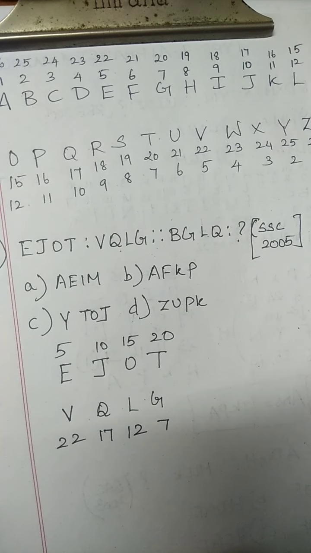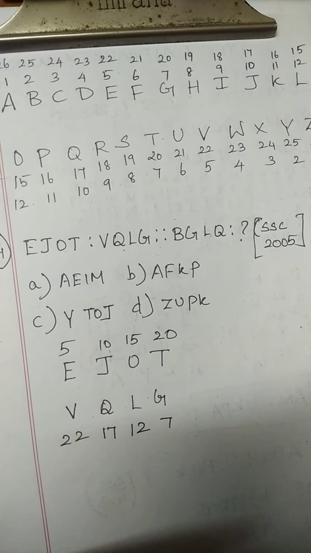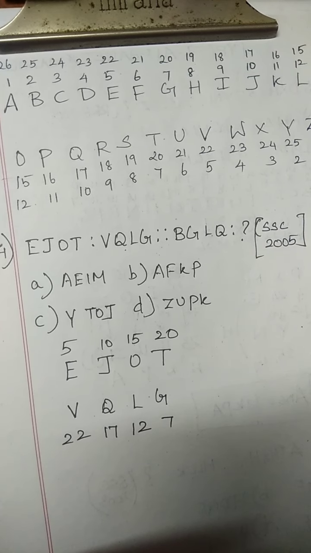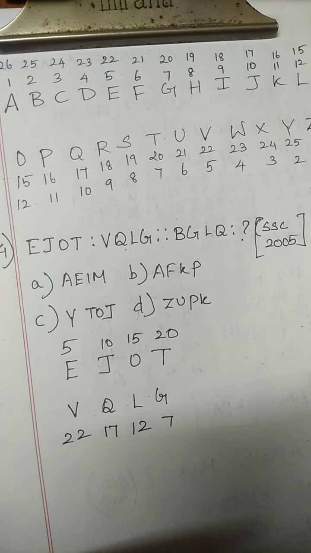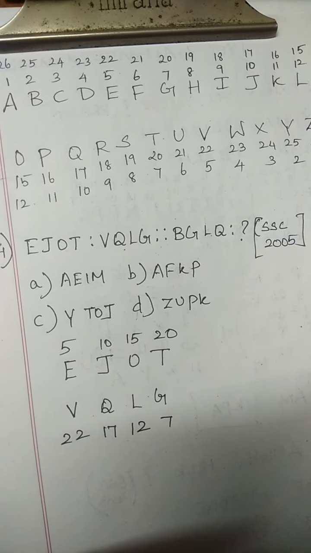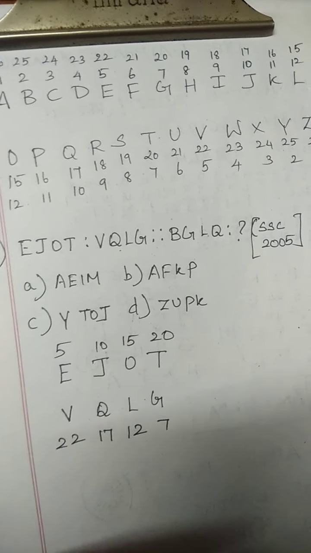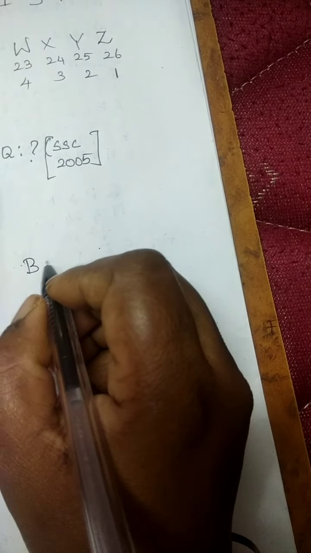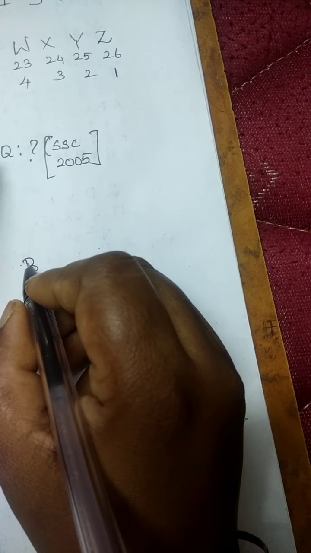Can you get the answer? Can you understand what I am saying? In the same places of 5, 10, 15 and 20, if we check in reversal order, you get the answer V, Q, L, G. Wait, I am explaining the answer. Now write the answer.